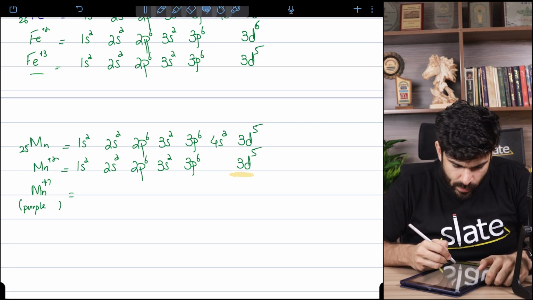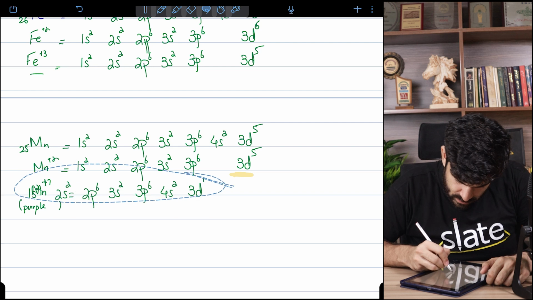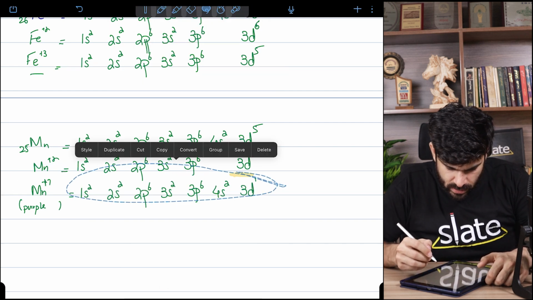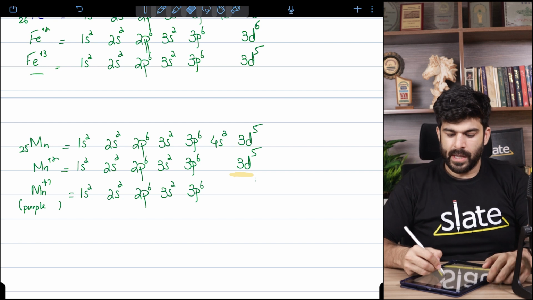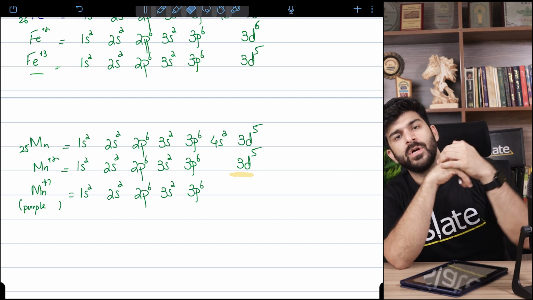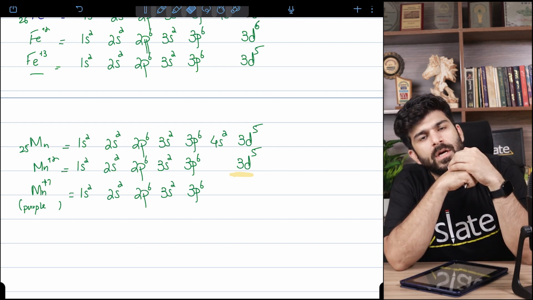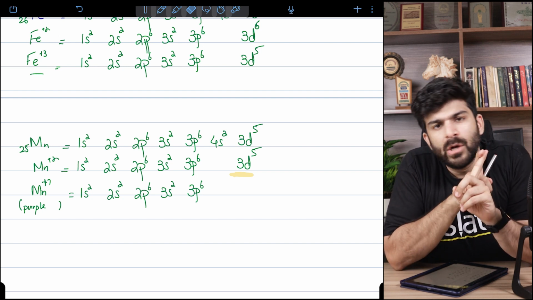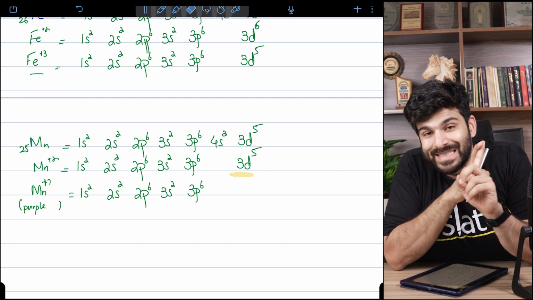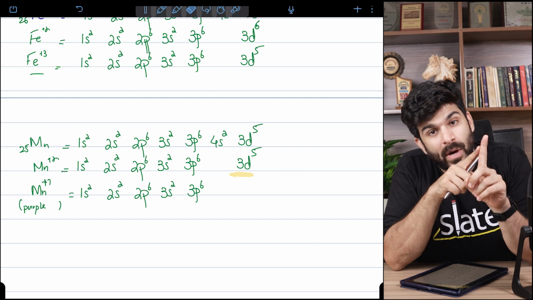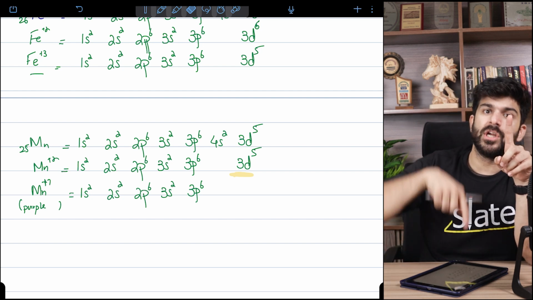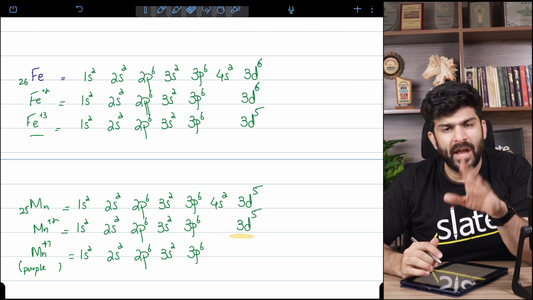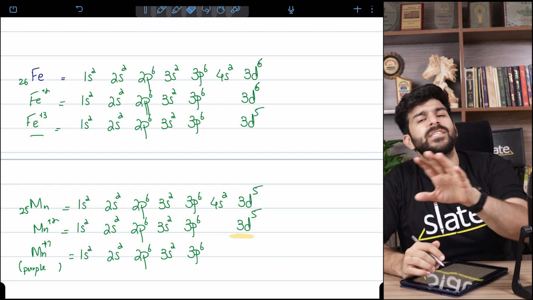And hence, we are going to get this electronic configuration, students. This one. And this is the electronic configuration of the nearest noble gas. So they can attain different states. First, by losing the 4s. Then, by losing the 3d ones to attain the electronic configuration of the nearest noble gas. Iron can also lose 5 more electrons. But then that's not stable.